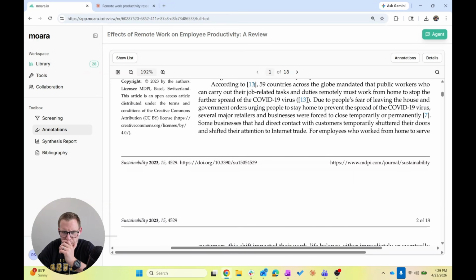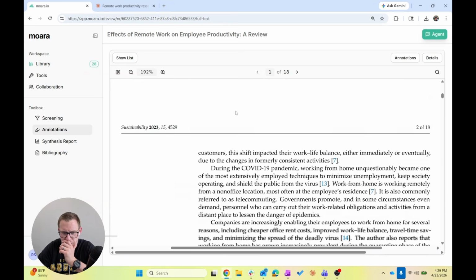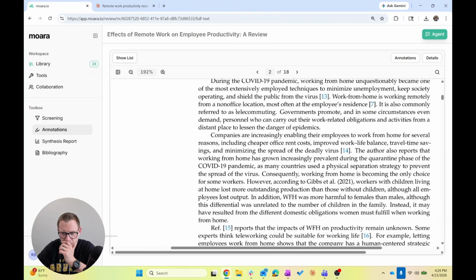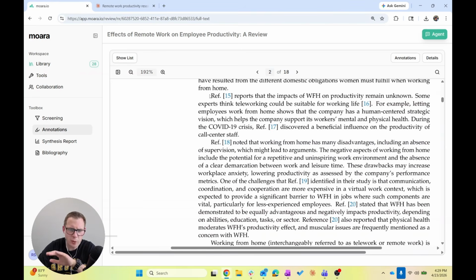59 countries mandate public workers carry out their job-related tasks, duties. Okay, here's where we actually get in the literature review. And again, think of the Claude summary we did. This is a more reliable summary.